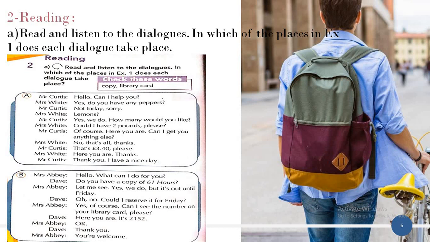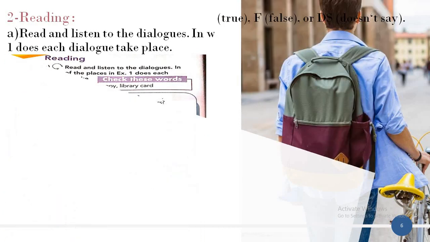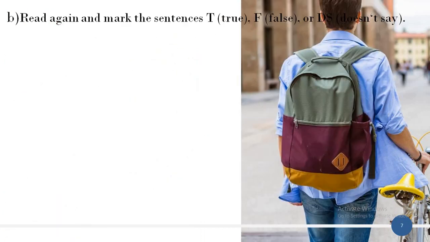So, in the two dialogues, we have 2 places. The place of dialogue A is the market. And B is the library. Excellent, my student. Excellent. Now, prepare yourself for another exercise.